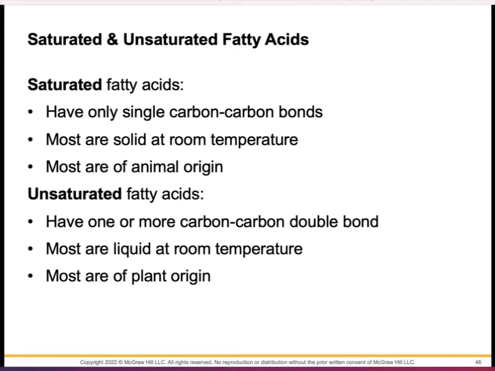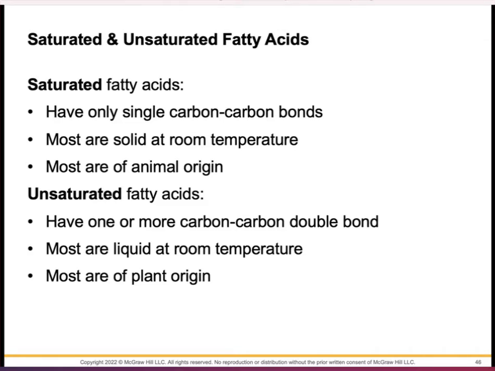So now we're going to talk about our saturated fatty acids and our unsaturated fatty acids. Our saturated fatty acids have only single carbon to carbon bonds, okay? Only single carbon to carbon bonds. Most saturated fatty acids are solid at room temperature, and most of them are from animal origin.